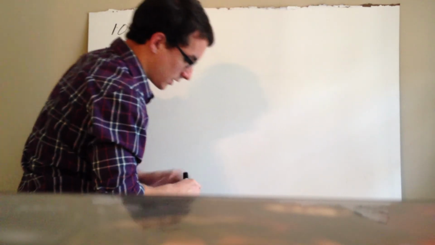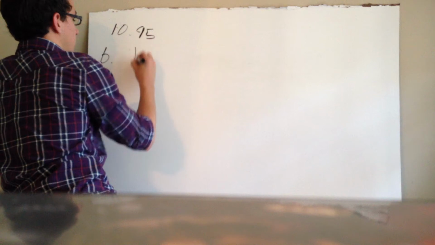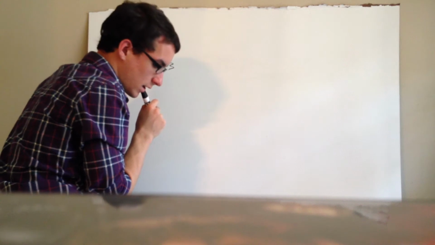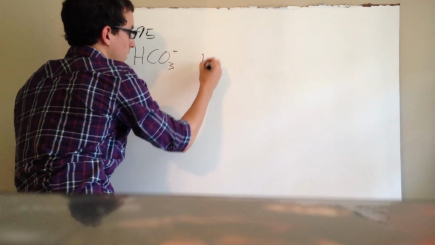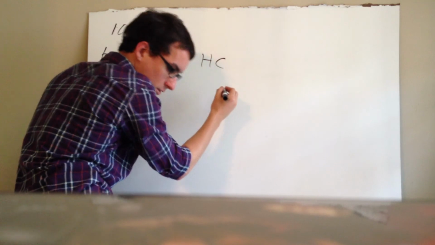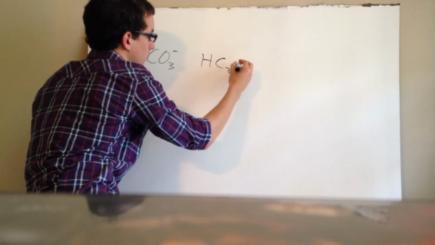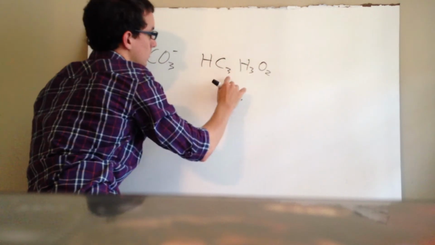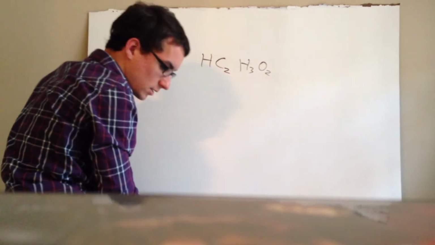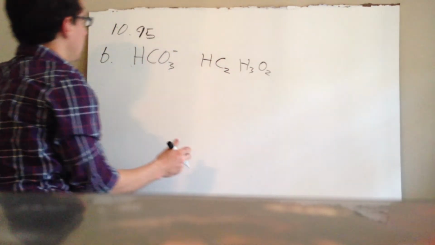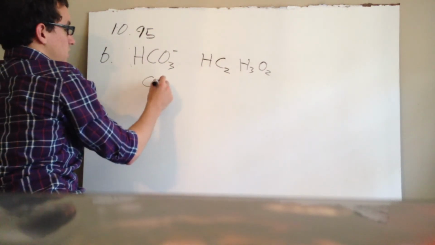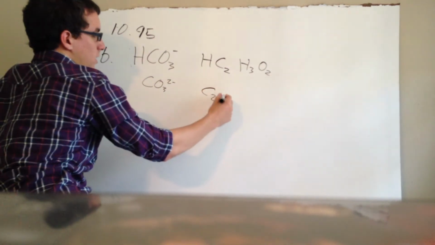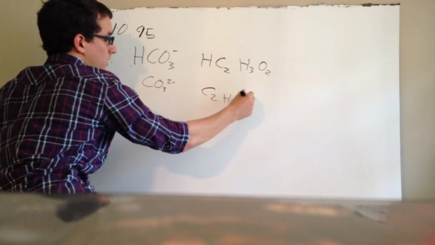Alright, let's do 10.96. Exact same thing, except with HCO3, just to rerun it again. HCO3 and HC2H3O2. Alright, so let's draw the conjugate bases. We're going to remove an H, so it would be CO3 2 minus. And then I'm going to remove the H here, so it would be C2H3O2 negative. No problem.